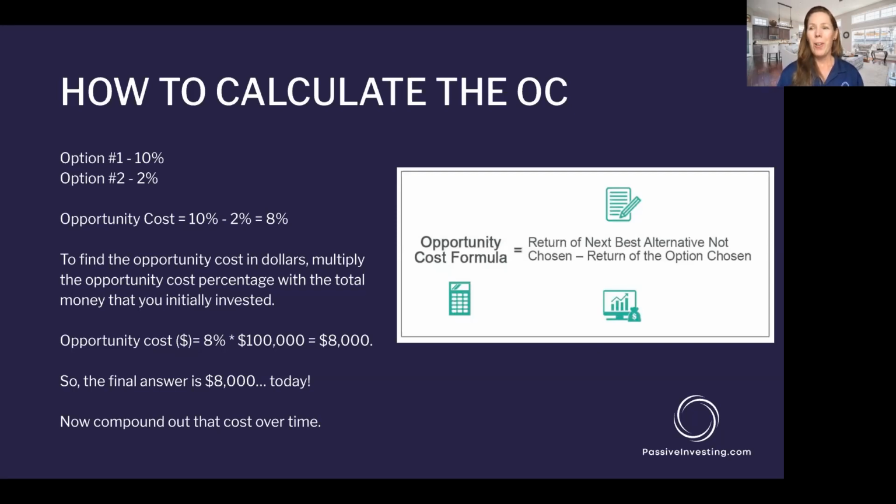But the true opportunity cost isn't even just the simple math that we see here on the screen. It's actually what happens with that loss that's compounded out over time. So we're gonna walk through some principles here, and then I'm gonna come back to this, and we're gonna put a little pretty bow on it, comparing different asset classes and what the true opportunity cost is in today's environment if you're investing in one asset class over another.